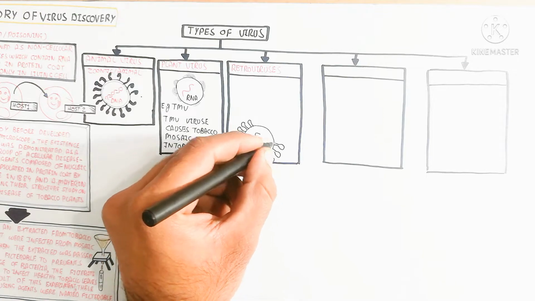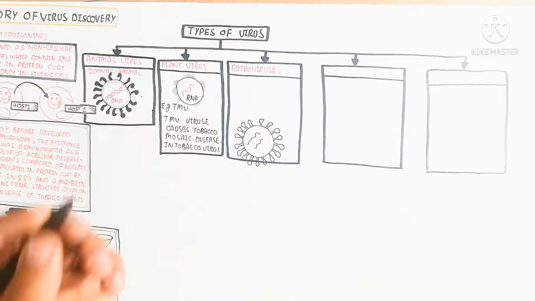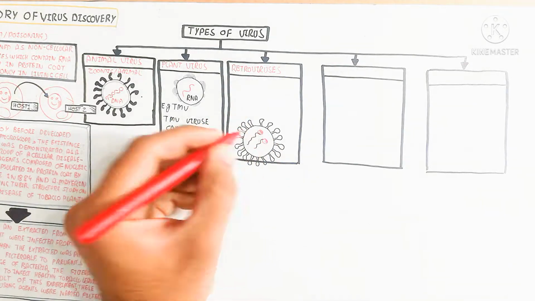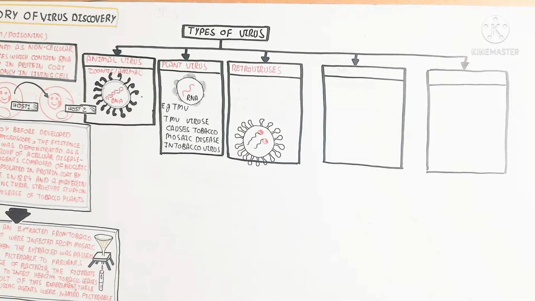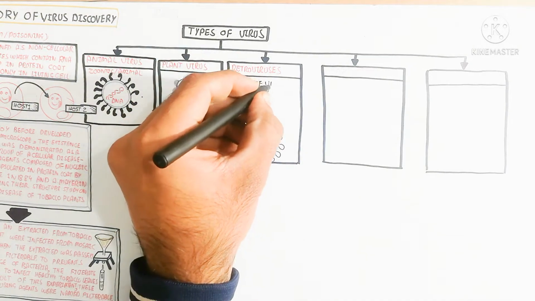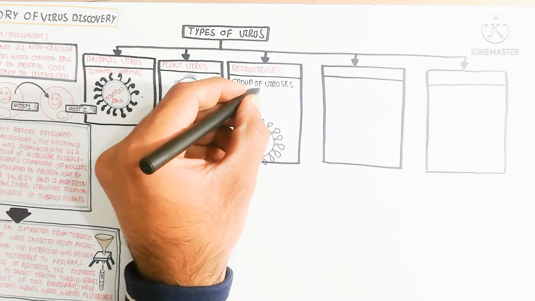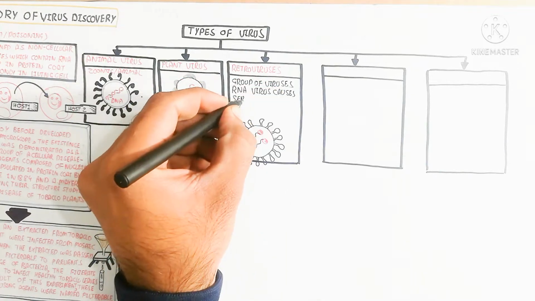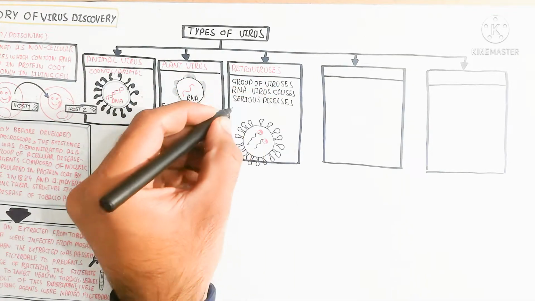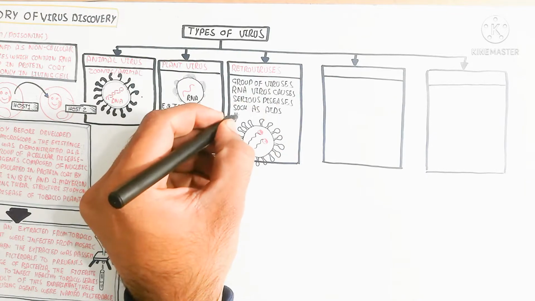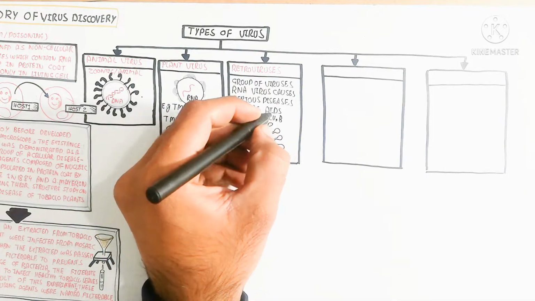The retrovirus is another family of viruses, a group of viruses containing RNA, that cause serious diseases such as AIDS (HIV), HPV, HCV, and HBV. This type of virus contains a reverse transcriptase enzyme and is RNA based.